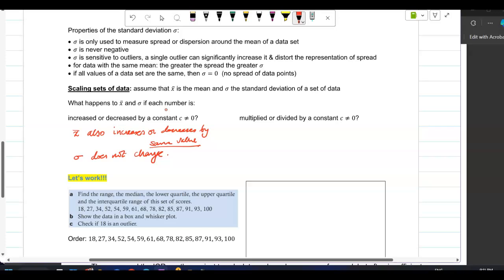And in the other case, multiplying or dividing by a constant, it's different. The individual values change, so the new mean is going to be C times the old mean, and your standard deviation will also be C times the old standard deviation. So please remember that.